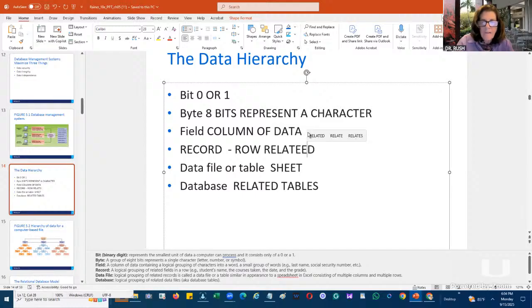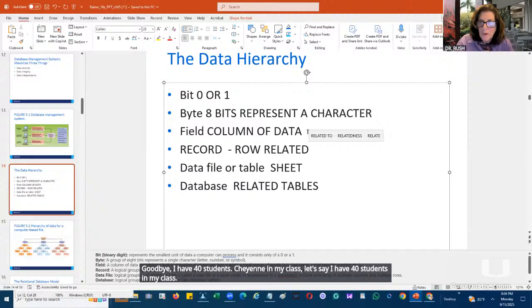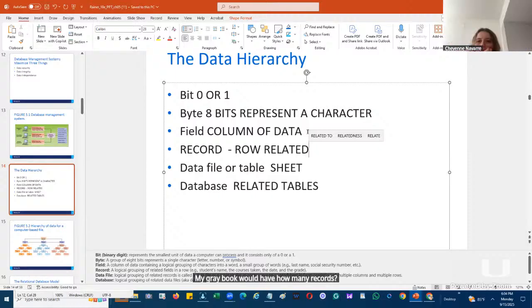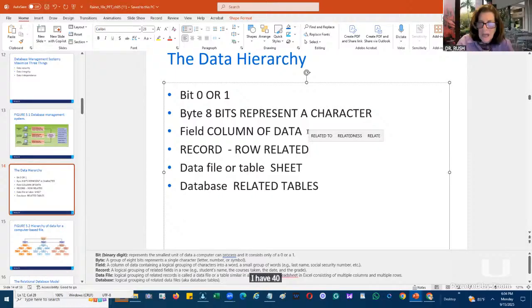If I have 40 students in my class, my grade book would have how many records? I'd have 40, right? Yes, you have one for each student. Each student is a separate row.